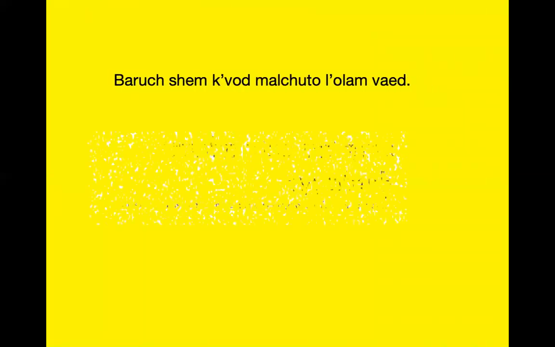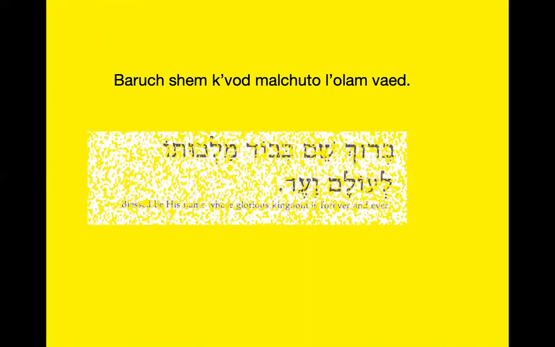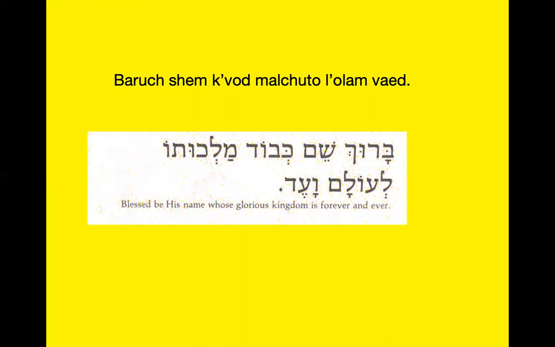So now let's read a portion of one of the Jewish prayers. Baruch shem kavod malkuto leolam va'ed. Blessed be his name, whose glorious kingdom is forever and ever.